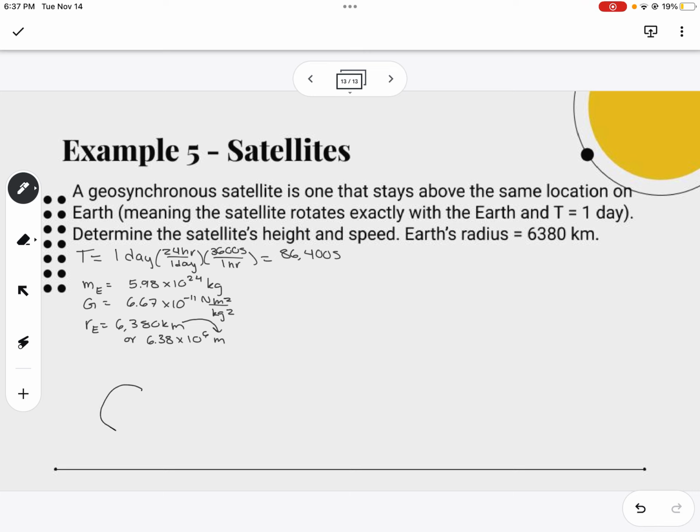So I have the Earth. I have Earth's radius over here. And then I have my satellite orbiting, and it's at some kind of height. That's what they're asking us to figure out. It's at some height above the Earth. I'm going to call that h. And it's going at some kind of velocity, and that combination of Earth's gravitational force and its velocity are keeping this thing in orbit. So here's how we're going to tackle this one.